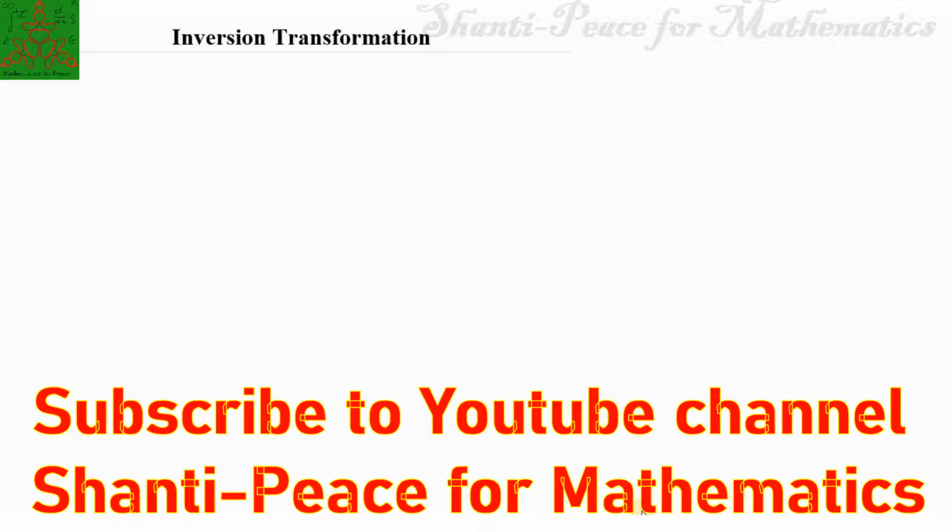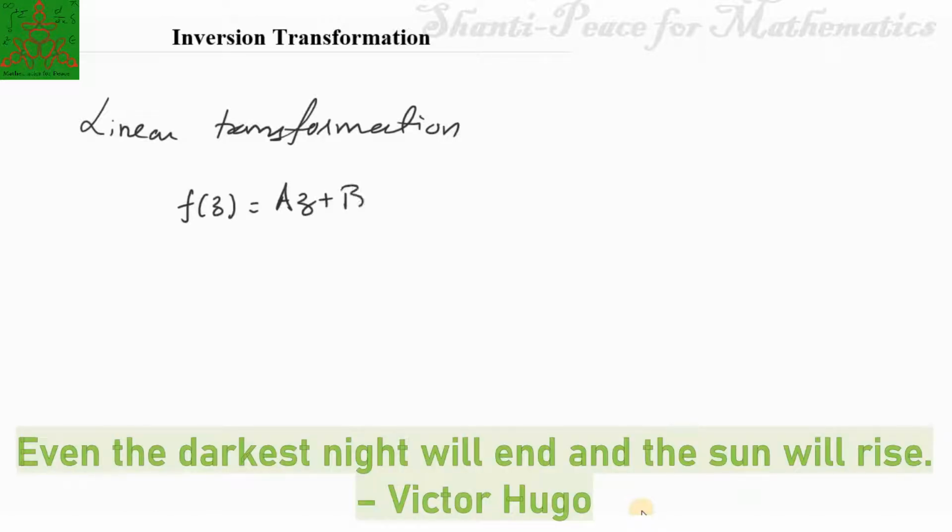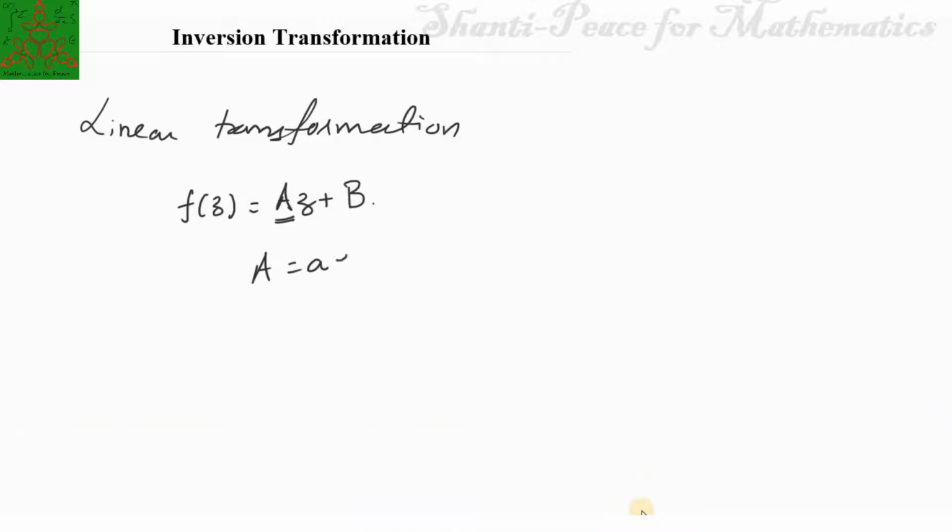In my previous video, we talked about the linear transformation. The linear transformation is defined as f(z) = az + b, which translates a figure, as well as rotates and magnifies it. If you write a as a e^(iθ1), then the modulus of a depends on how much magnification there is.